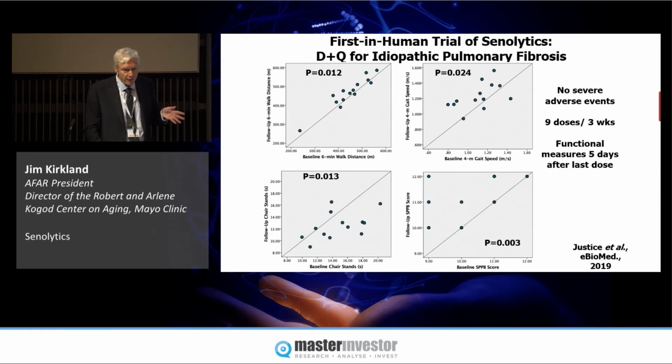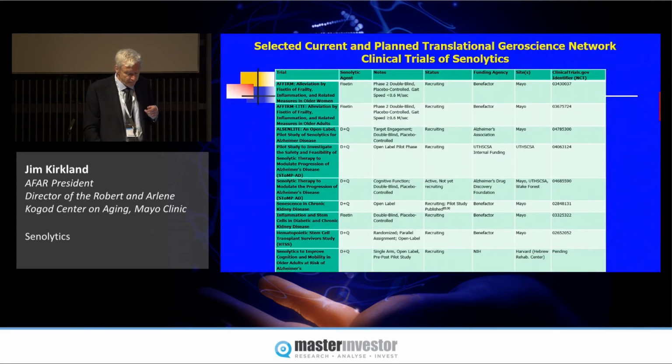There are all kinds of problems with these trials. They're not controlled. There can be placebo effects and all kinds of things, but we found decreased frailty in these patients. Idiopathic pulmonary fibrosis is a fatal disease in humans that's associated with cellular senescence in the lung and severe frailty. So this is the basis for the phase 2 trial currently underway.